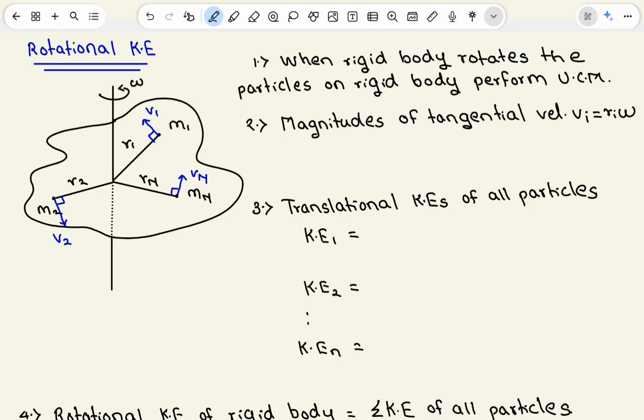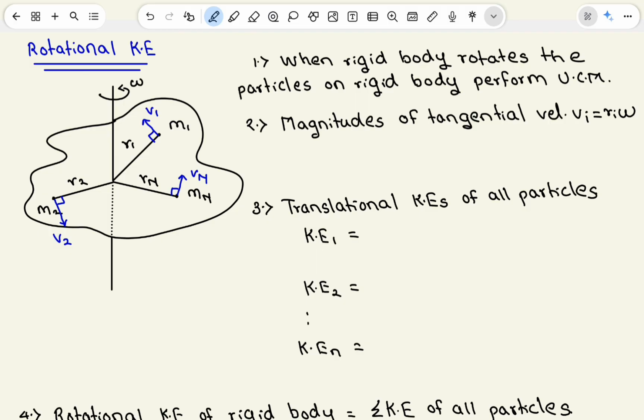In a similar manner, when a body rotates about an axis of rotation, we can define rotational kinetic energy. And what we are going to do over here is derive the formula for rotational kinetic energy. So let's start with the derivation. So the first point that we think of over here is when the rigid body rotates about an axis of rotation, the particles of the rigid body perform circular motion. Now we have discussed this in detail in the first lecture. If you haven't watched the first lecture, please go and watch the first lecture.